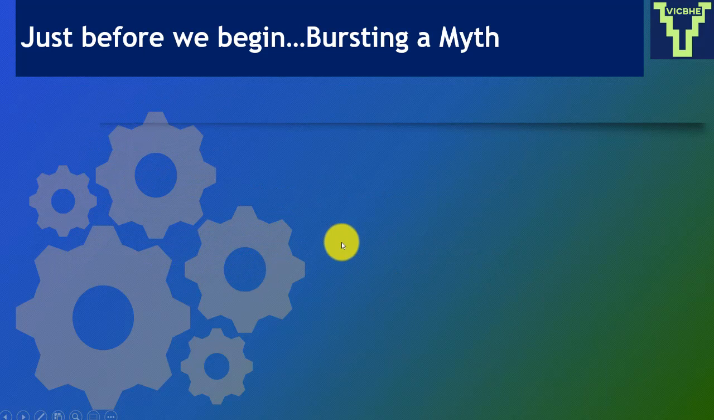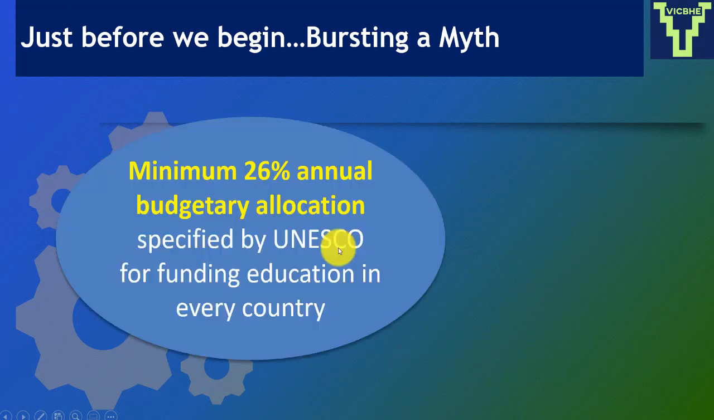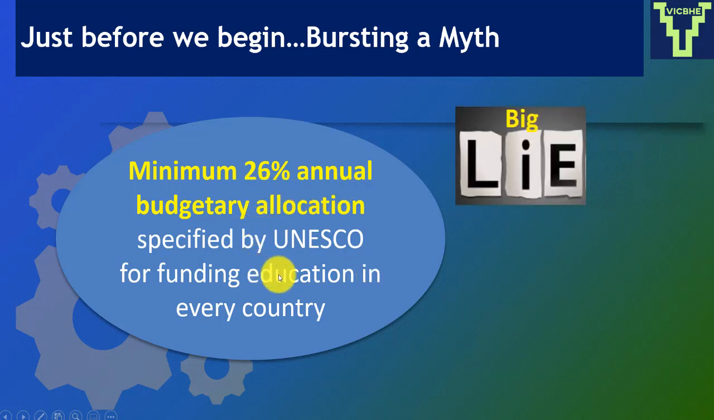But just before we begin, let me burst a myth. And that myth is that UNESCO has specified that every country in the world, 194 or 195 of them, that the minimum that should be spent in a budget on education is 26%. My brother, my sister, that's a big lie. UNESCO did not say so. I give you some little bit of background.